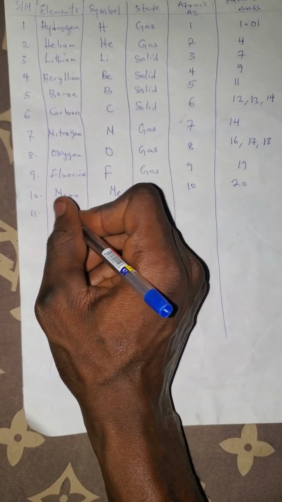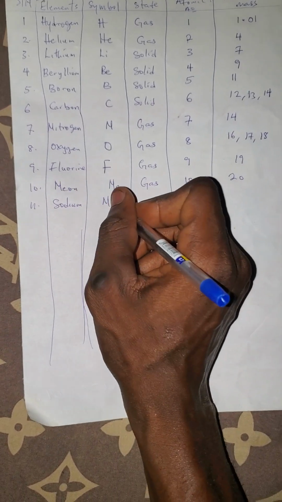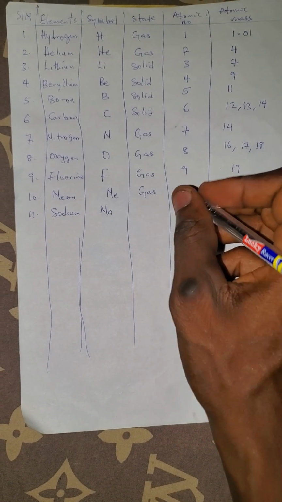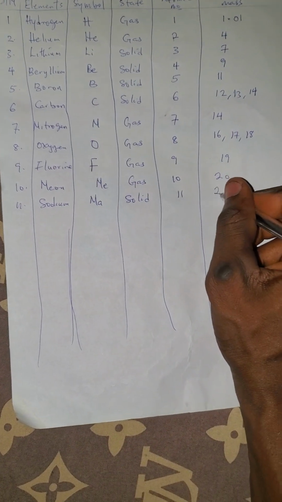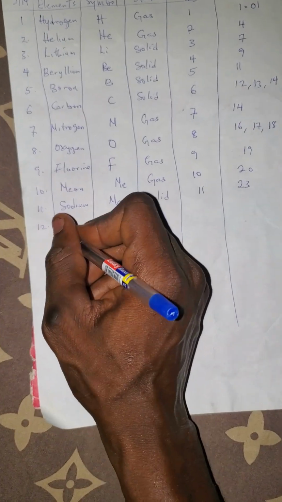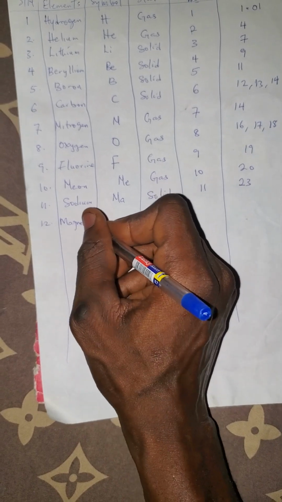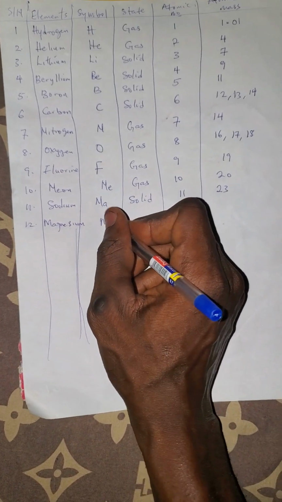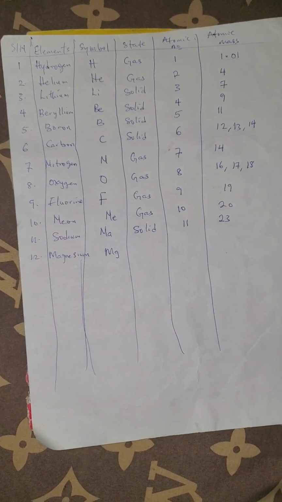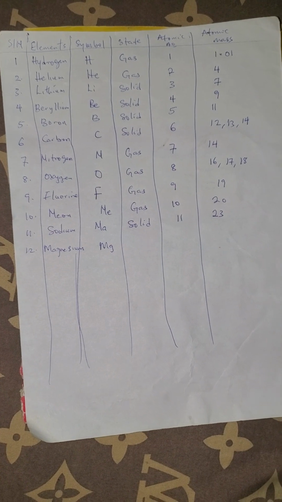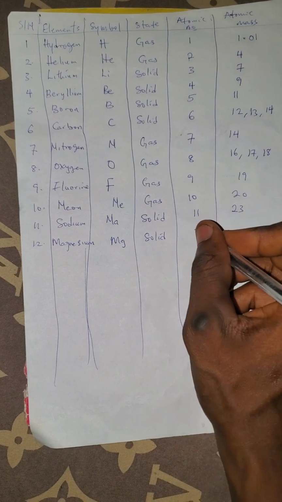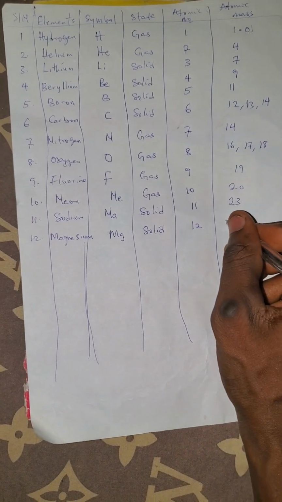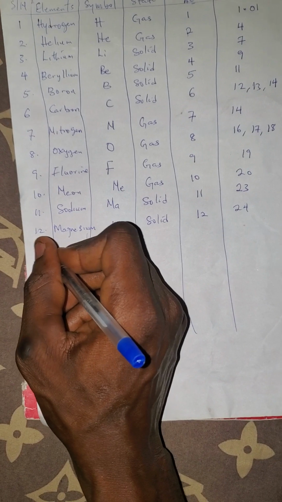Number 11, we have the sodium. Sodium is Na. It is solid in state. 11, and the atomic mass is 23. Number 12, we have magnesium. Magnesium is Mg. Whenever you have the symbol to be two letters, the first one will be capital letter and the second one will be small letter. We have Mg. It is also solid state, and at the same time we have 12 times 2 will be what? 24.